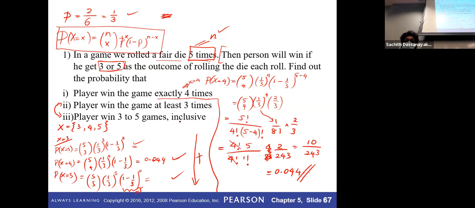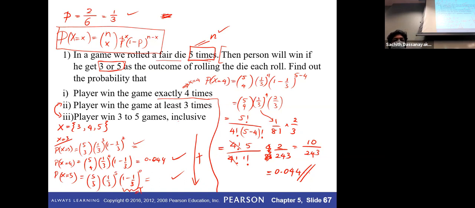Because it is inclusive. If it is exclusive, what happened? 4, which means X equal 4. You have to find the value. That's it. Okay. Clear? This is how we deal with binomial distributions.